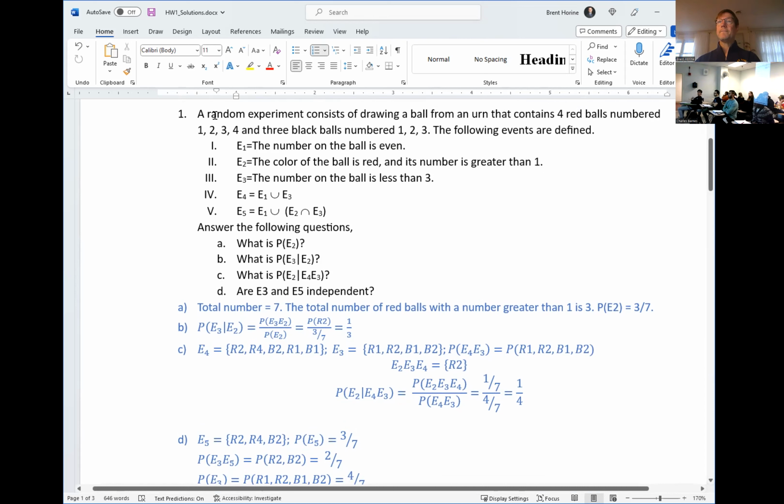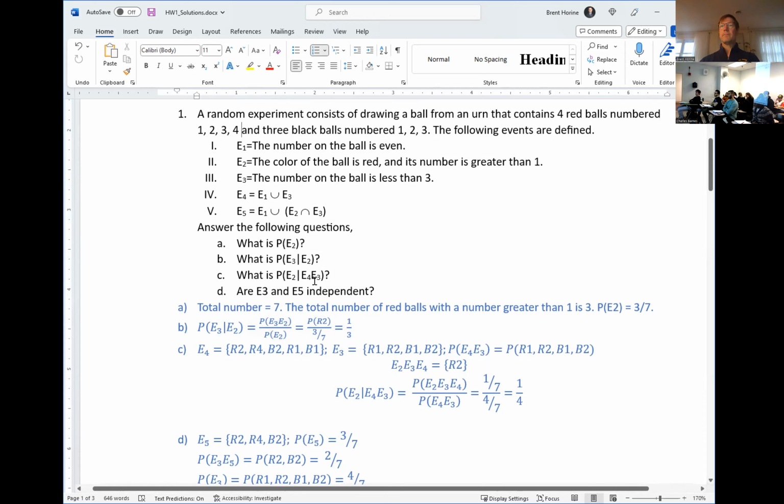If it's red, event 2 is R2, R3, or R4, right? So there are 3 different events that could occur that would satisfy E2, out of a total of 7, right? So that's 3/7.